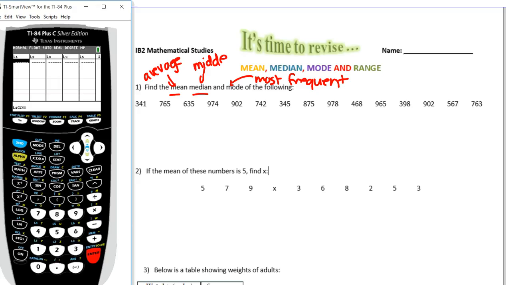We have to enter in all our numbers: 341, 765. Oops. You notice it can easily be errors like this, so double check your numbers once you've added them all in. 765, 635. It's such a shame if you enter in the wrong numbers. So really take your time and check them all again, like 9.2, it's not 9.2, it's 902. It's so easy to miss a number, or just type in the wrong thing.